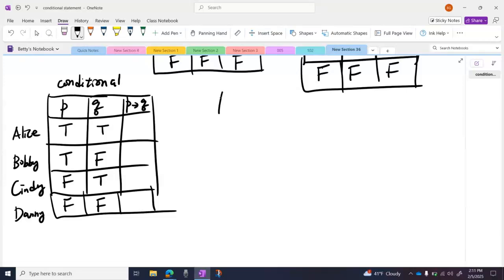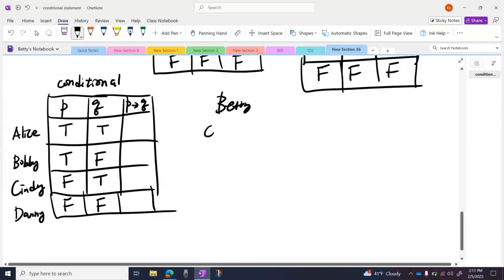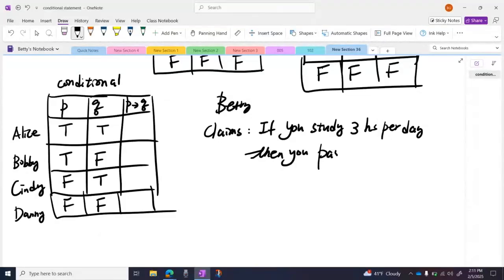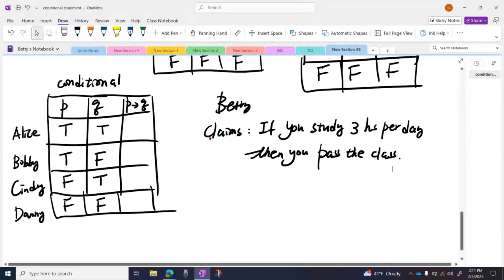And the example is me as Professor Betty. I claim in the beginning of the semester, and here "you" means a student, if a student studies 3 hours per day, then you pass the class. This is my claim at the beginning of the semester. I say, if you study 3 hours every day, you'll pass the class by the end of the semester.